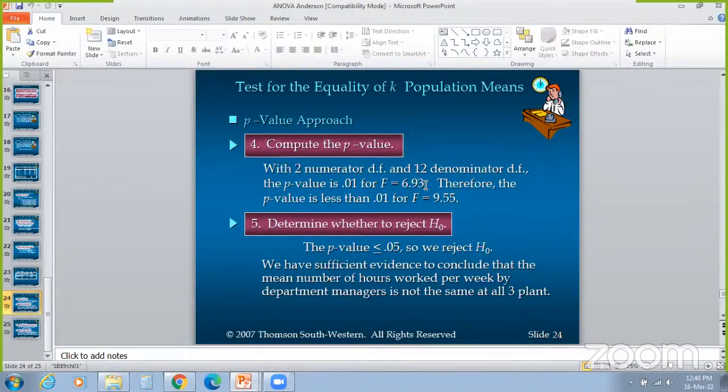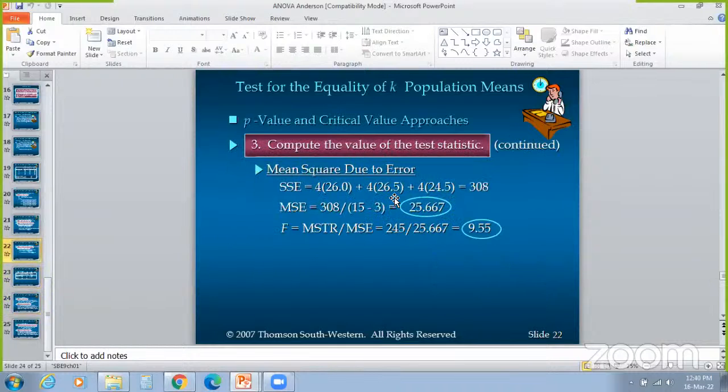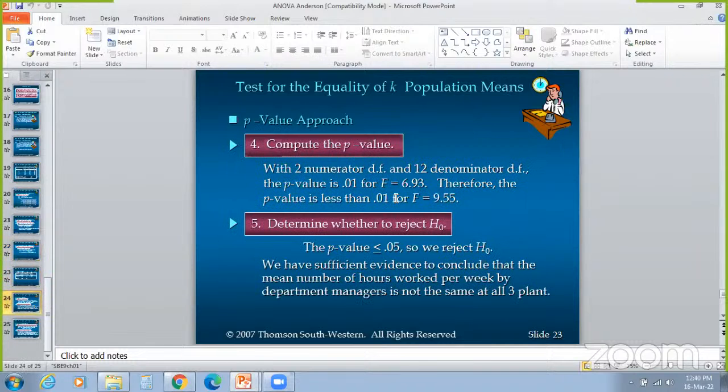6.93. Okay, this is for the probability value approach they have given. Here the F is equal to 6.93, whereas our calculated value is 9.55. This is the calculated value of F. The table value of F is 6.93 at 1% level.